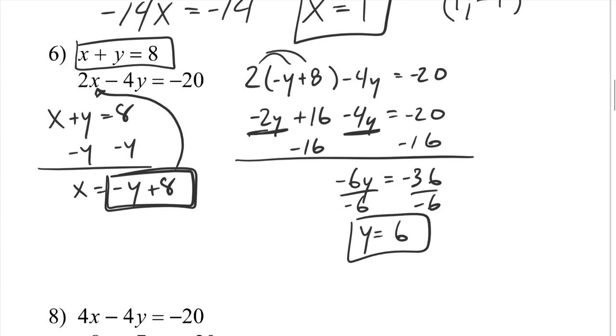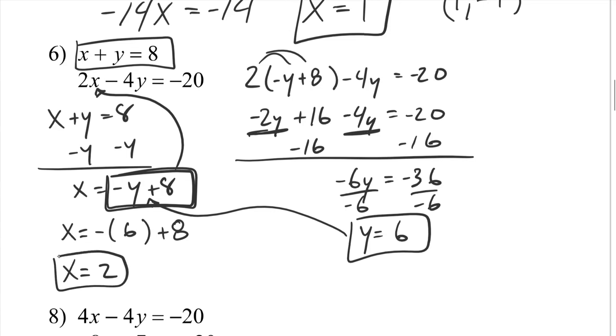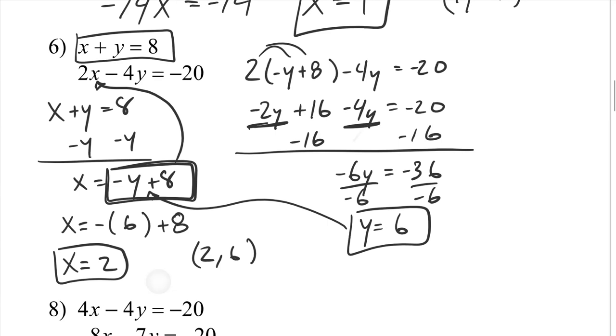So if y is 6, we can substitute it in for y in our other equation. x equals negative y plus 8. We're substituting in a 6, so that's negative 6 plus 8, which means x equals 2. So our coordinate is (2, 6).